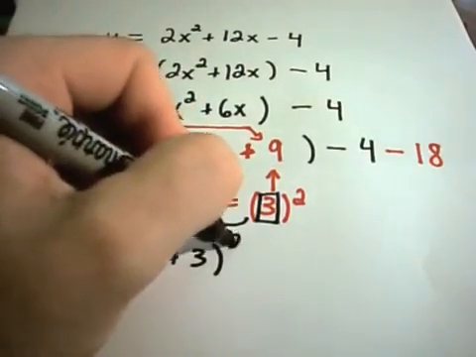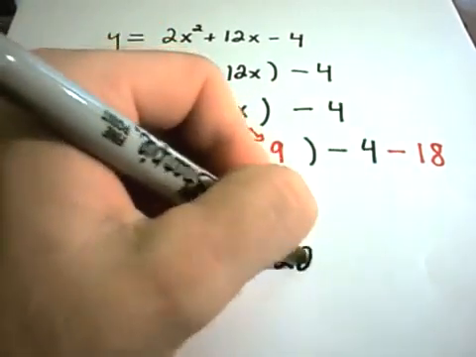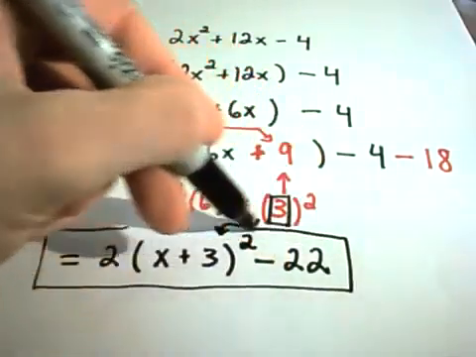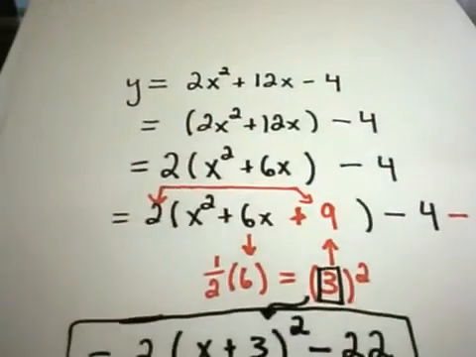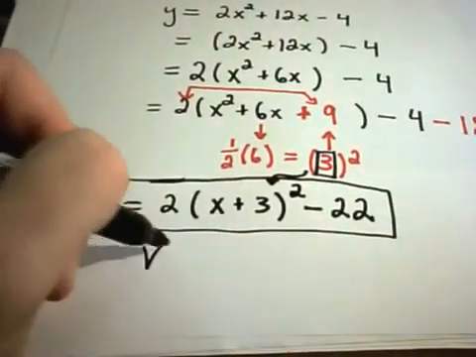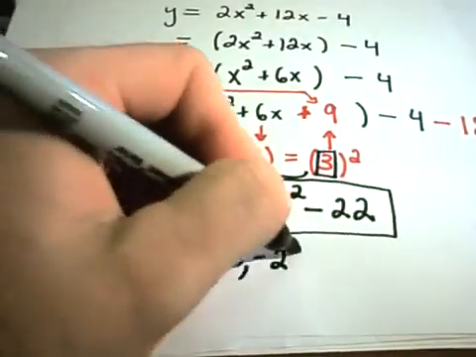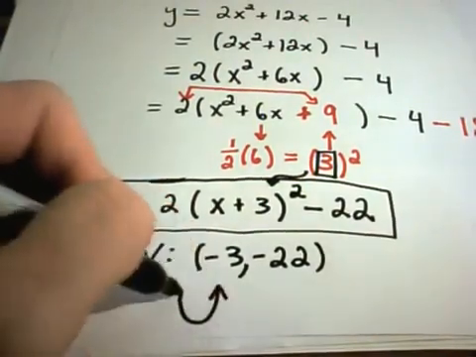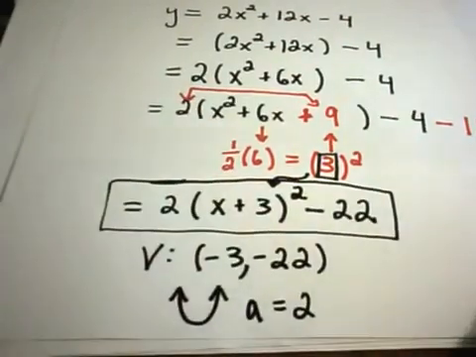So just a little shortcut. So x plus 3 squared, negative 4 minus 18 is negative 22. And now we have written our original quadratic equation that was in standard form. We now have it in vertex form. So one last time, the vertex of this parabola would be at negative 3 comma negative 22, and it would open upwards because of our a value of positive 2.